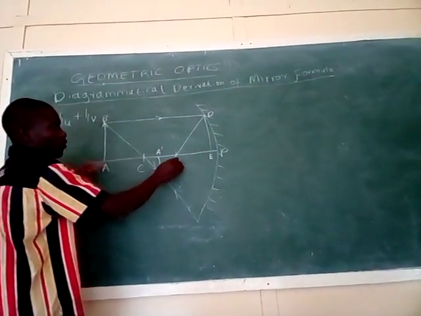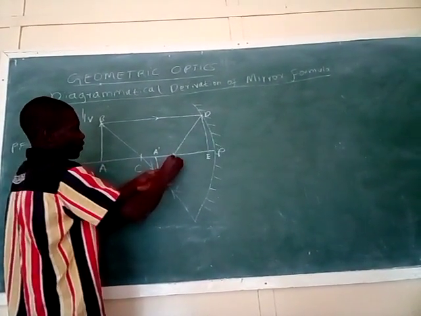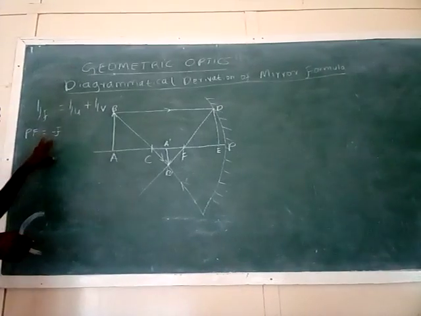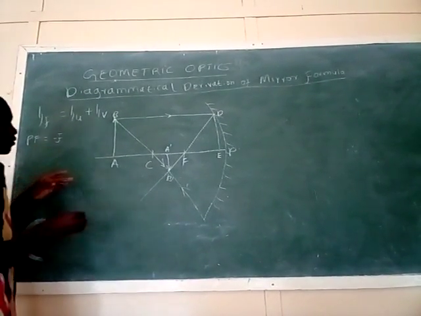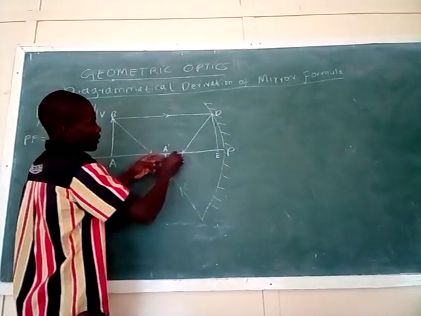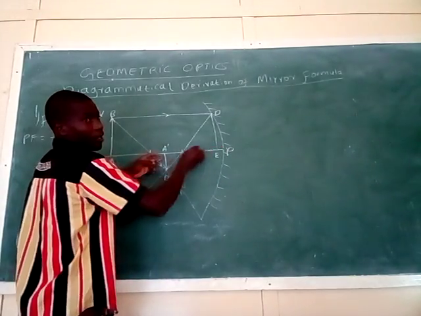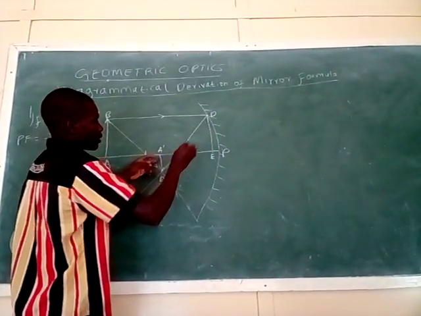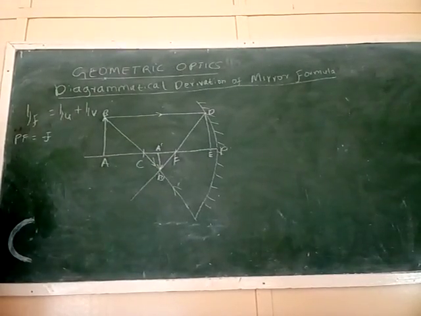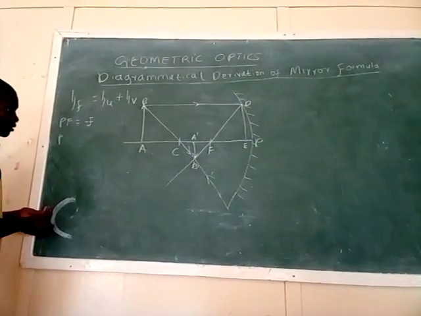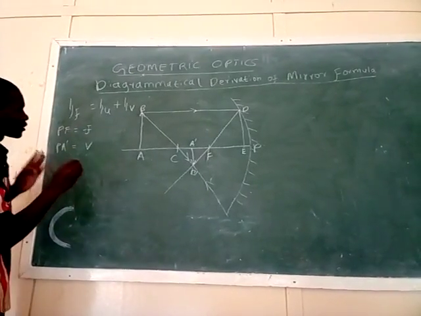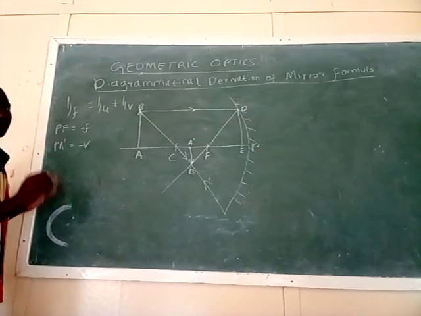From the pole of the mirror to F is the focal length, and we introduce a negative: negative F. Then the distance from the image to the pole of the mirror is the image distance, denoted by V. Therefore PA prime is equal to V, but we include a negative for everything, so it's going to be negative V.